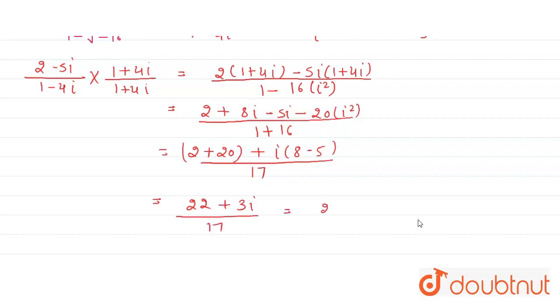So it will become 22 by 17. Again we will compare with a plus ib. So here a is 22 by 17, b is 3 by 17. So hence the solution. I hope the solution is clear to you. Thank you so much.